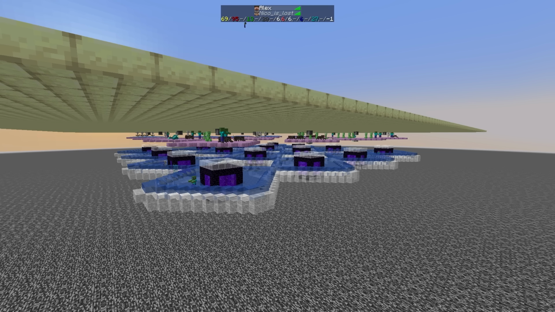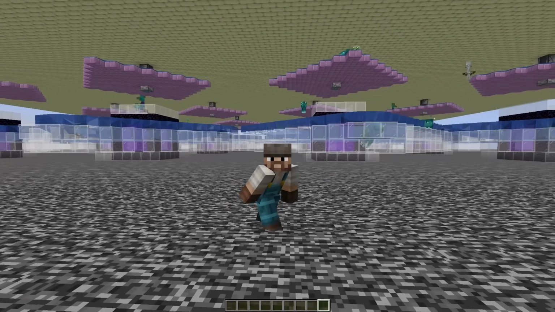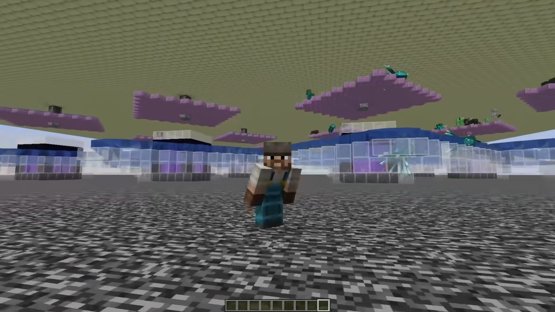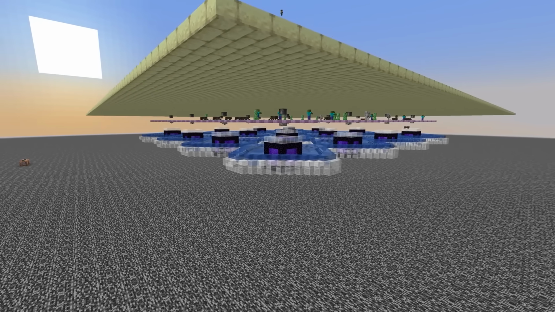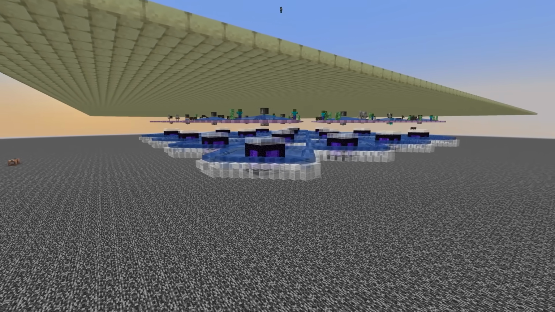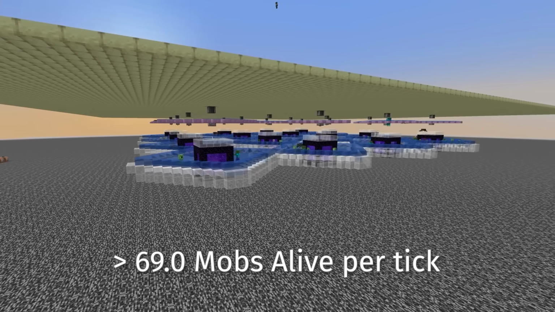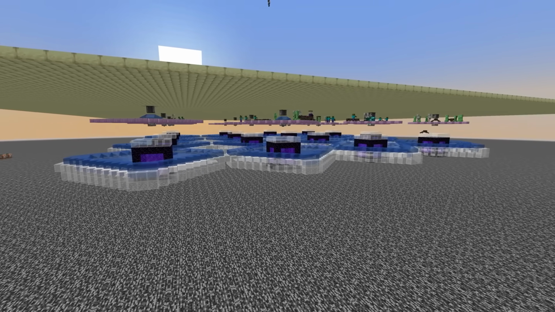And now we have pushed against the mob cap to near the maximum for this style farm. It's a 60% improvement over the last design, and 5.1 times the rates of the very first farm. This is where we can see that the mob cap, while it's not hard to push against, isn't going to be an absolute hard stop until we get into extremely efficient farms with very high spawning rates. With spawn tracking, we can actually see that we get over 69 mobs alive per tick, meaning that we are constantly pushing against the mob cap, which means that at this point, we have pushed this farm to near the max for this particular style.